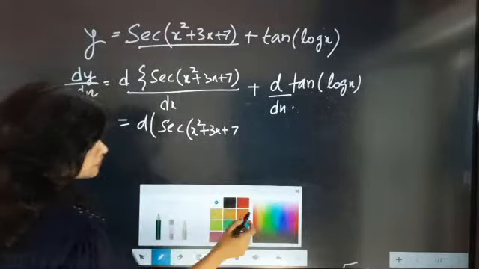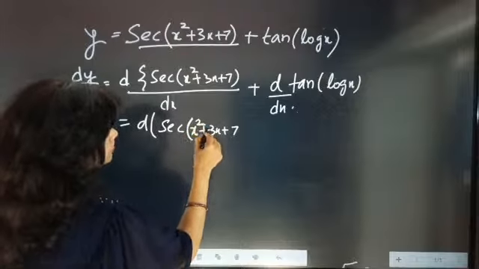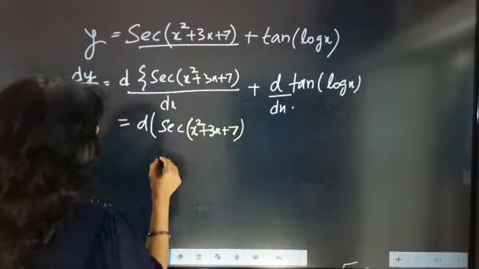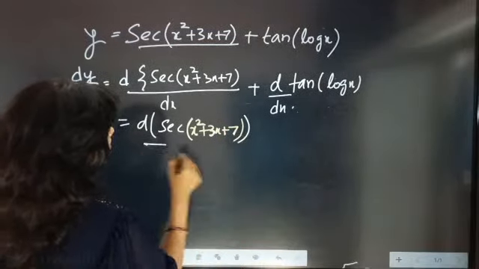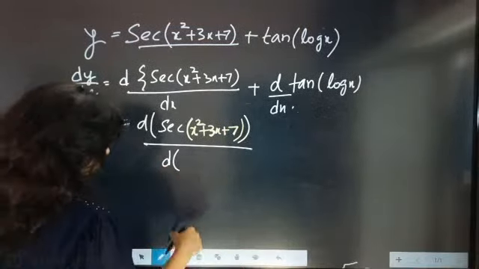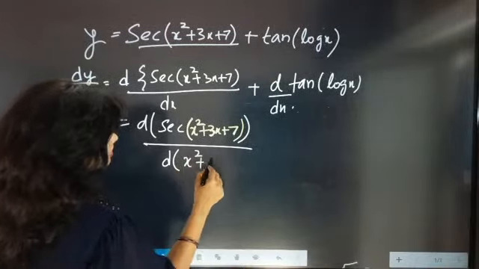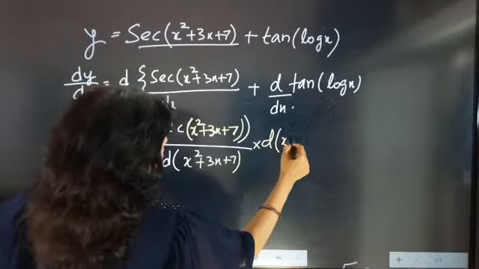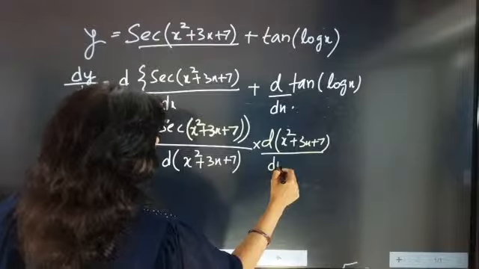I'm just writing it with another color so that you can understand. So it is going to be x square plus 3x plus 7. Now we have to differentiate with respect to that value only. So it is going to be d of x square plus 3x plus 7 by dx.